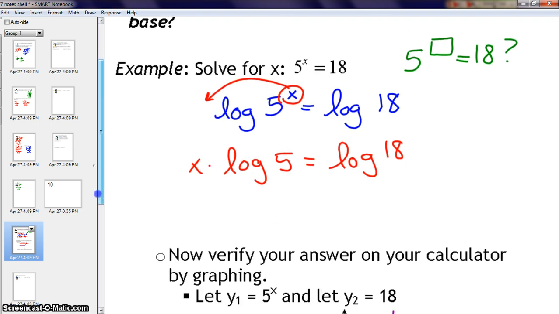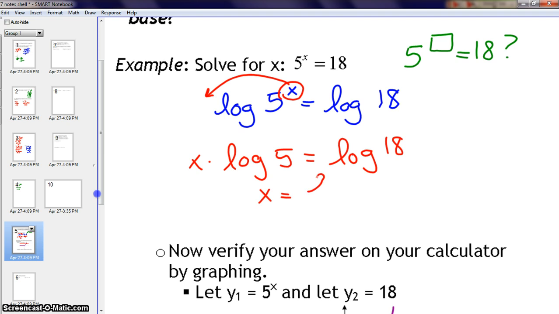And now to get x by itself, I just need to divide. I divide the log of 18 by the log of 5. This is something I can do on my calculator. Just type it just how it looks on the page there. And you should get 1.79, to the nearest, I just rounded it, okay?